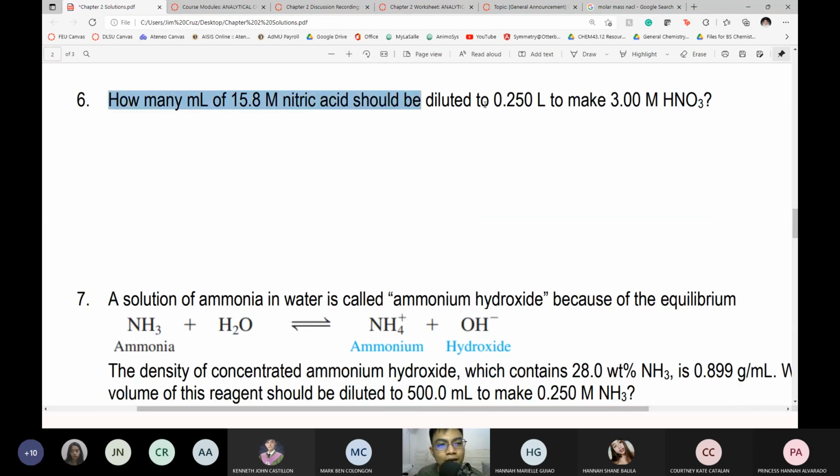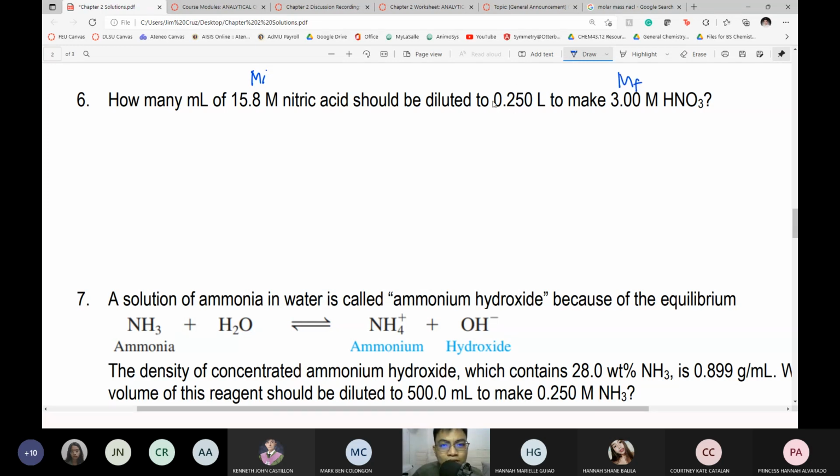How many ml of 15.8 molar nitric acid should be diluted to 250 ml or 0.25 liters to make 3 molar nitric acid? So again, sabi ko, the highest concentration is the initial. Okay? So that is the initial or MI. And yung mababa yung concentration, yun yung final.